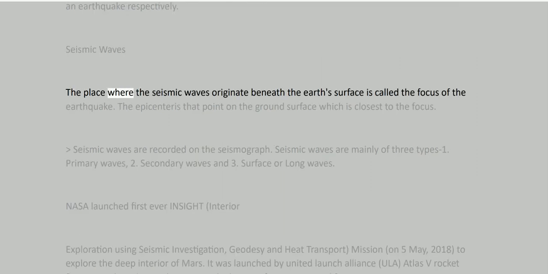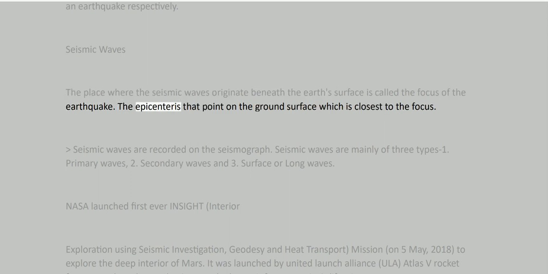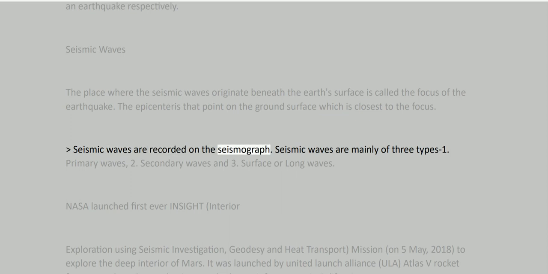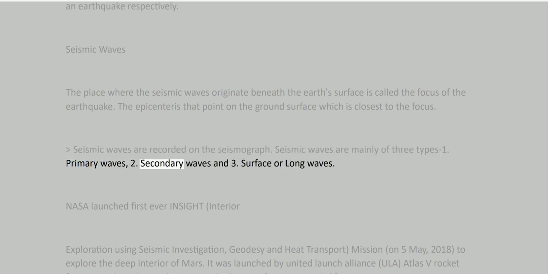Seismic waves: the place where the seismic waves originate beneath the Earth's surface is called the focus of the earthquake. The epicenter is that point on the ground surface which is closest to the focus. Seismic waves are recorded on the seismograph. Seismic waves are mainly of three types: 1. Primary waves, 2. Secondary waves, and 3. Surface or long waves.